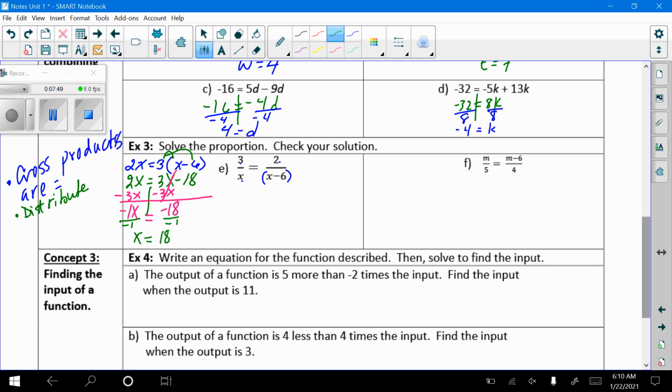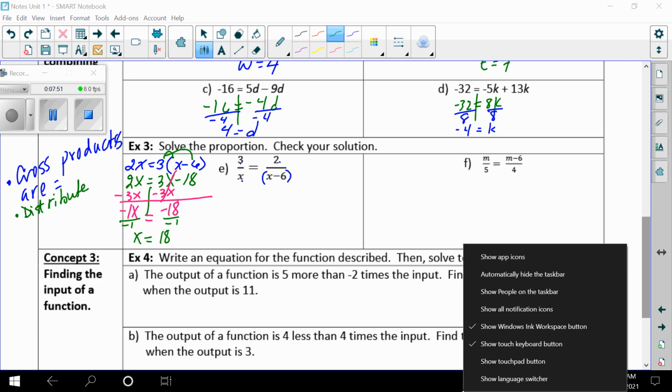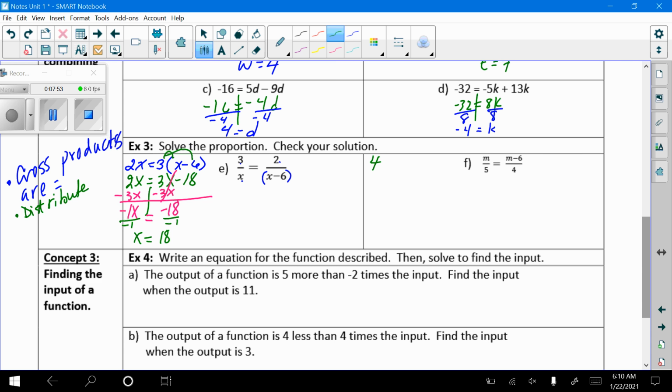Okay, going cross products are equivalent. I'm going to say 4 times the m is equal to 5 times the m minus 6. Make sure that's in parentheses. The 4m doesn't necessarily have to be. So I get 4m is equal to, distributive property here, 5m minus 30. Make sure you multiply that second item as well.